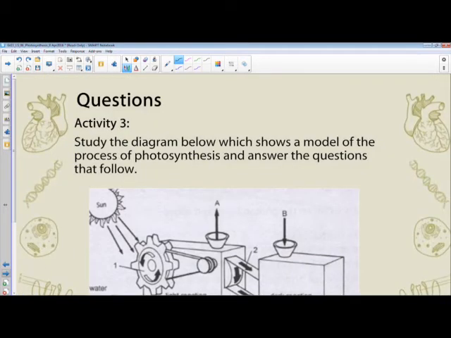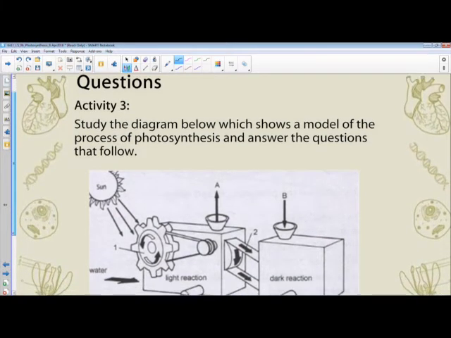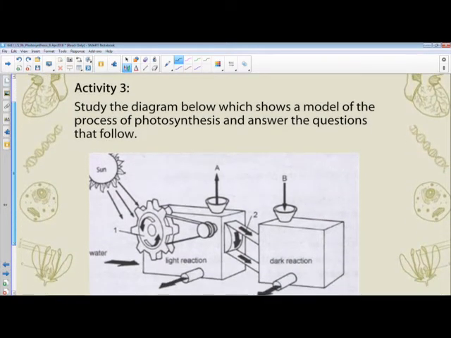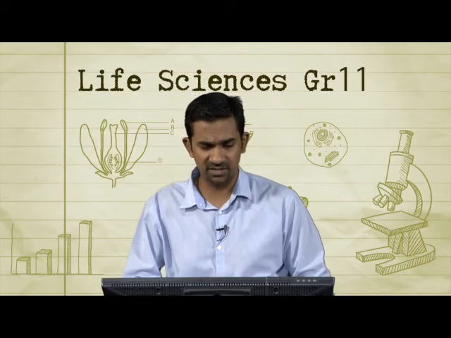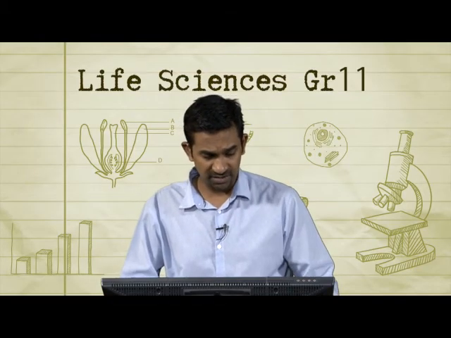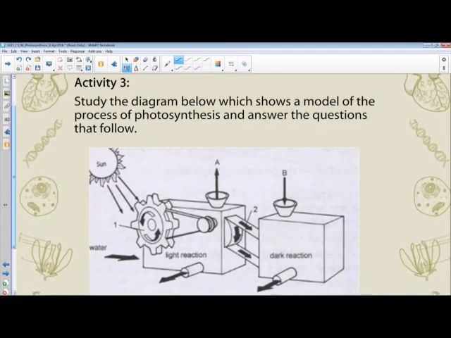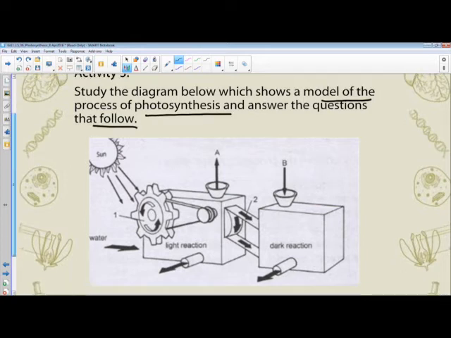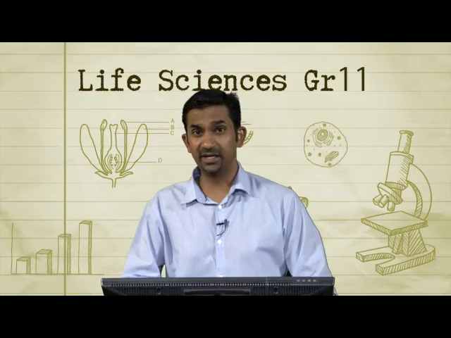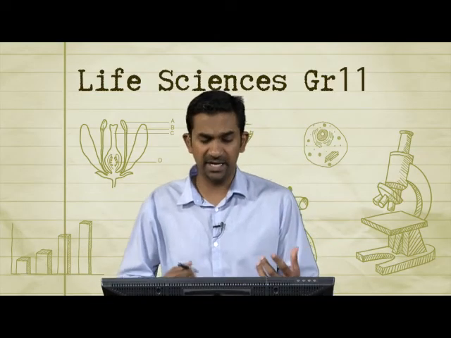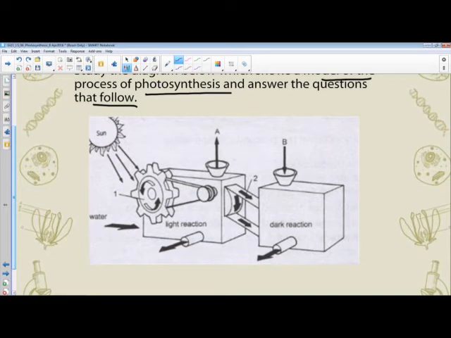Guys, we're going to take on some different questions in which we're going to extend ourselves into applying the process and the concepts of photosynthesis. So let's very quickly look at this diagram. Study the diagram below, which shows a model of the process of photosynthesis, and answer the questions. Something very different to what you'd normally see. We normally see organelles, and here we're seeing a mechanical diagram, an illustration that tries to show what is happening in the cell.